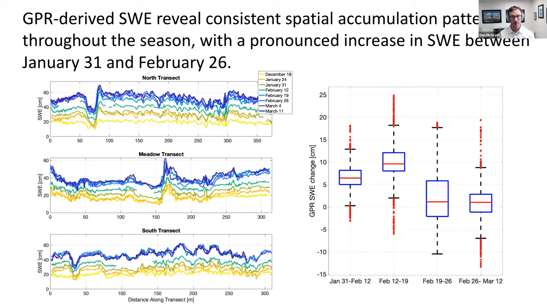UAVSAR is a phase-based approach, a change detection approach. They're looking at the change in phase from one flight interval to the next flight. And GPR is essentially doing the same thing. We're measuring travel time, which can be directly related to this change in phase that the UAVSAR airborne platform is seeing. And so that's on the bottom right here on the right-hand side. I'm just showing SWE change over each one of these flight intervals.